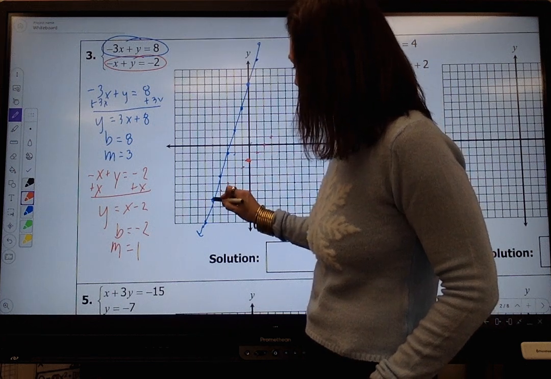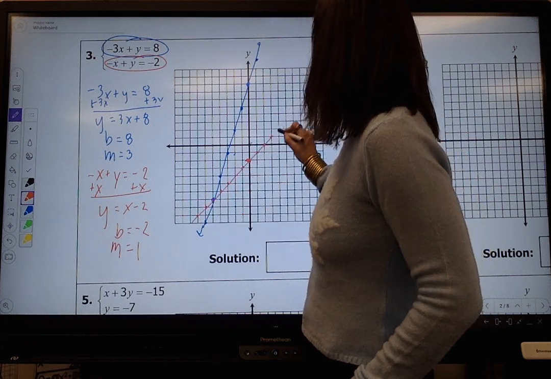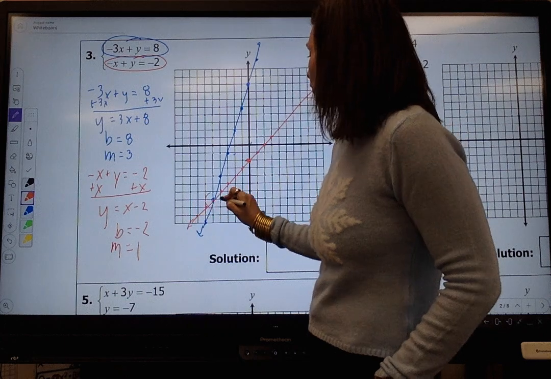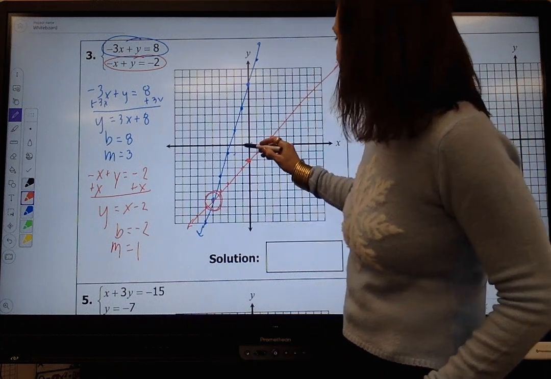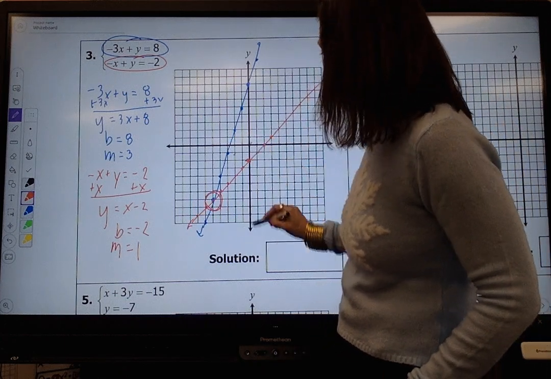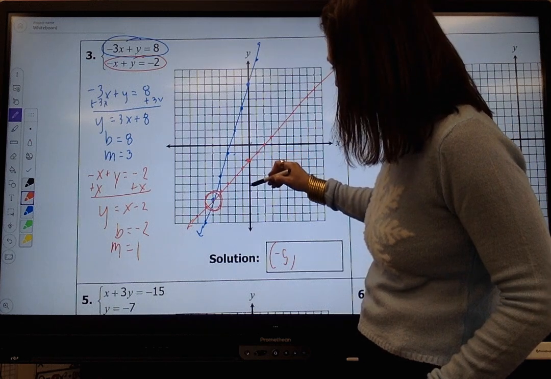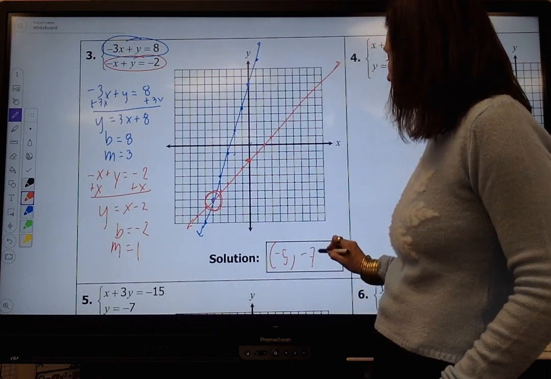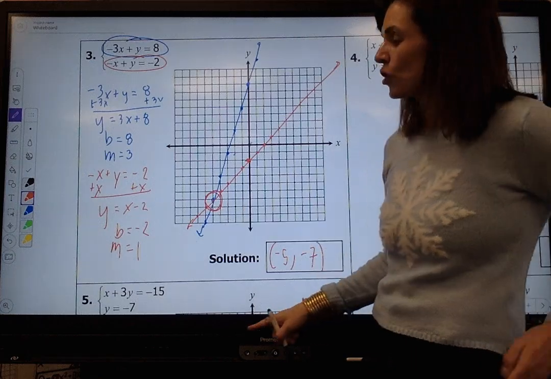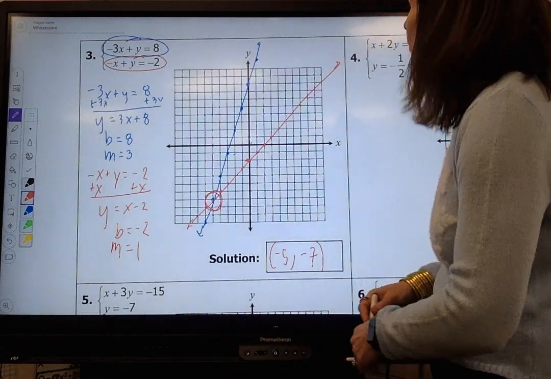And I reverse it so I can see where they intersect. They intersect right here. And they intersect at 1, 2, 3, 4, negative 4 on the x, and 1, 2, 3, 4, 5, 6, negative 6 on my y. So one solution, and I'm naming that point.